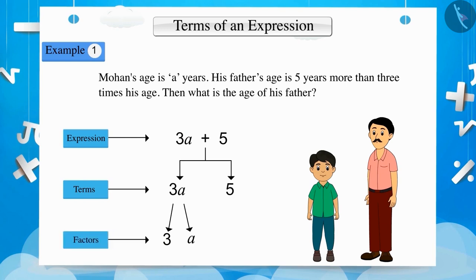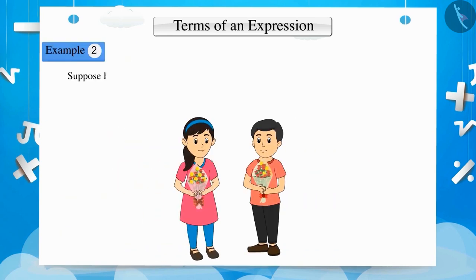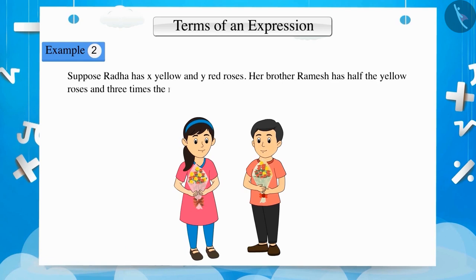Now, let's understand another example. Suppose Radha has X yellow and Y red roses. Her brother Ramesh has half the yellow roses and 3 times red roses than Radha. So, how many roses does Ramesh have? To represent the total number of roses Ramesh has, let's form an expression.